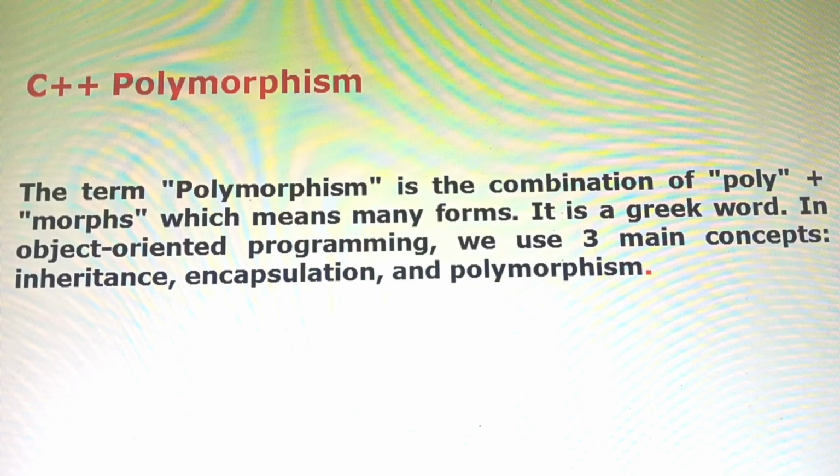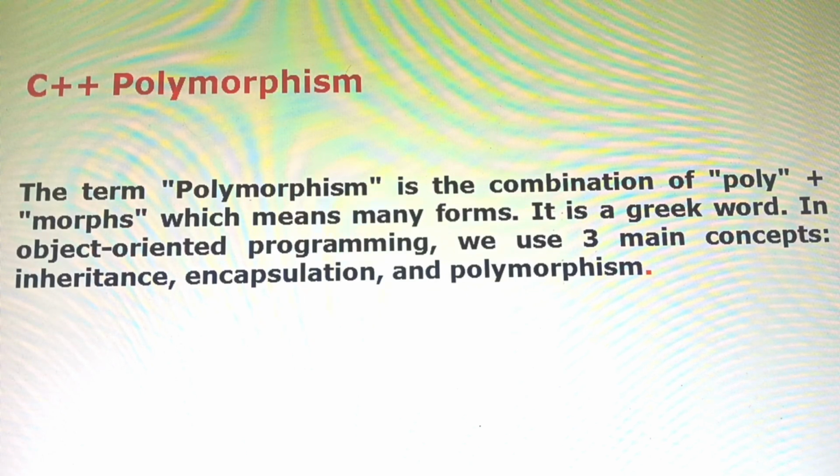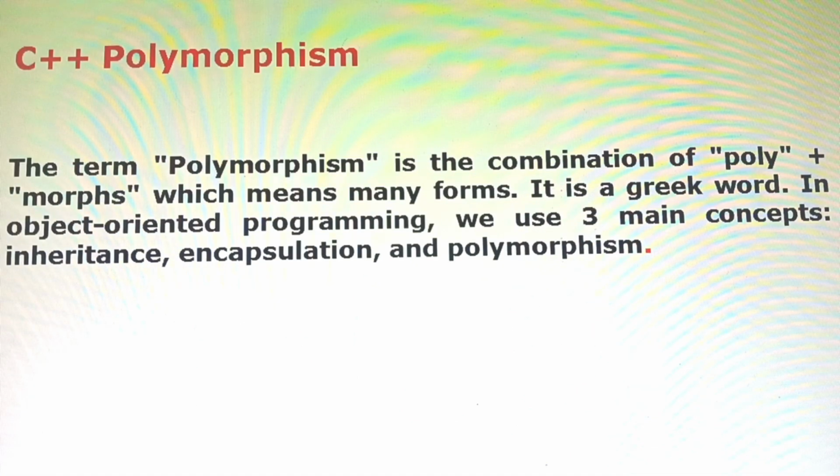This class we are going to study polymorphism. Last class we have learned inheritance, encapsulation and types of constructors. Okay, let us study what is polymorphism. Polymorphism is the combination of poly and morphs. Poly means many, morphs means forms, that is many forms. It is a Greek word. Polymorphism means many forms.